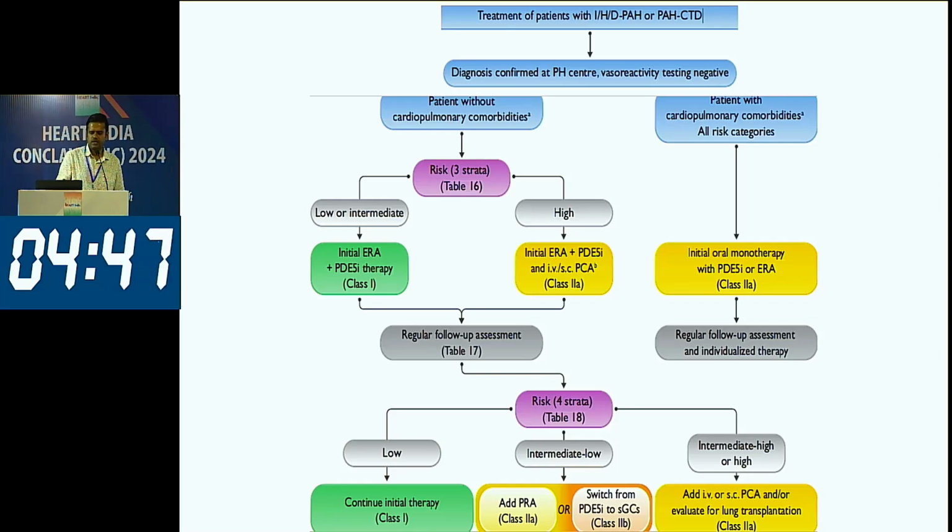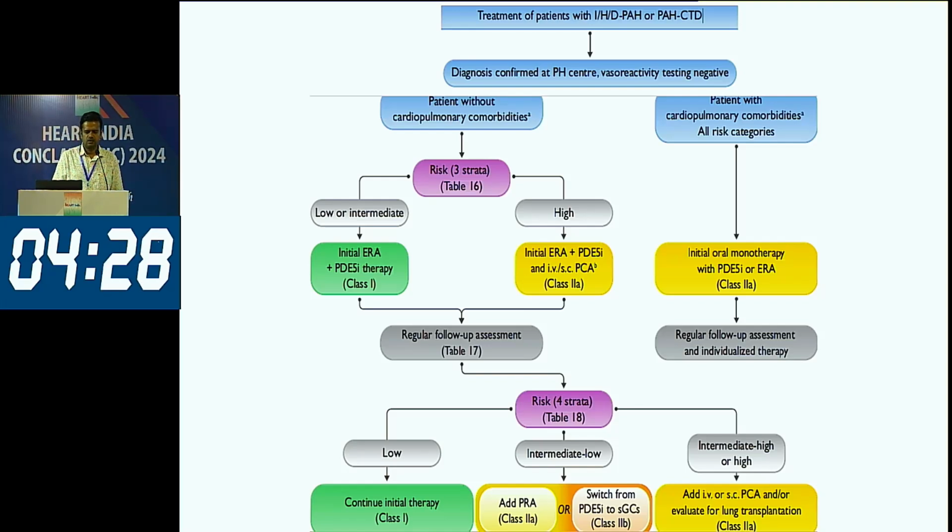If the patient is vasoreactive, then this patient should be given calcium channel blockers like amlodipine and nifedipine. If there is no vasoreactivity, then you have to look for the cardiopulmonary comorbidities. If there are comorbidities, only monotherapy is indicated, like PDE5 inhibitor or ERA.